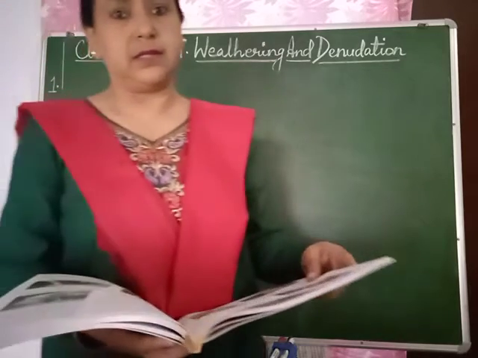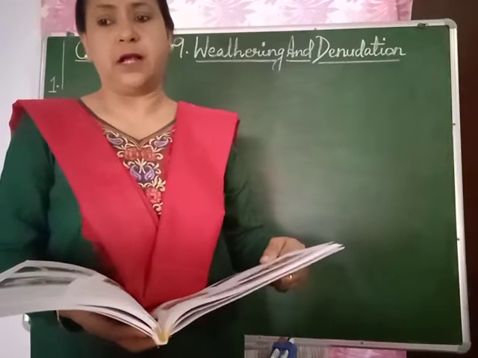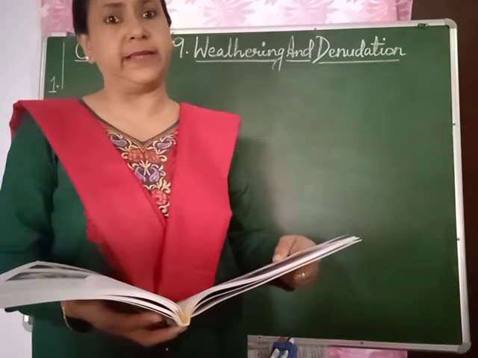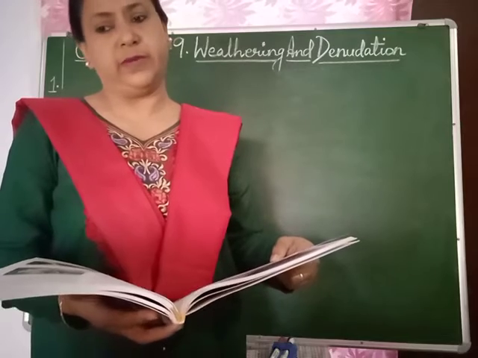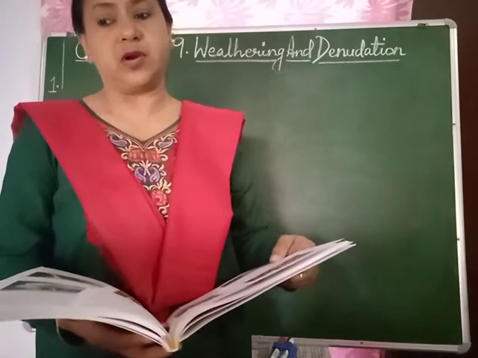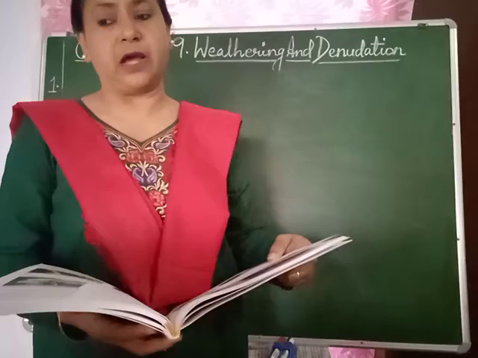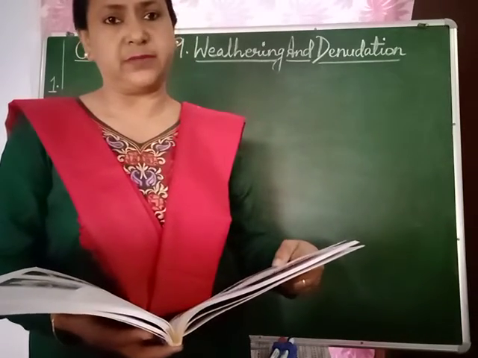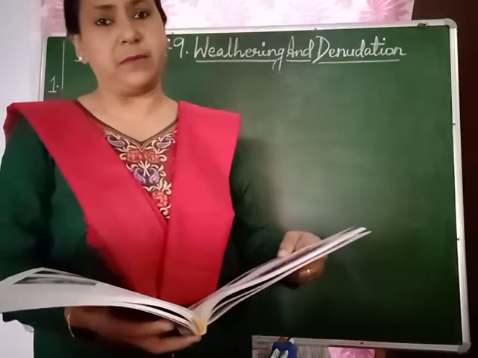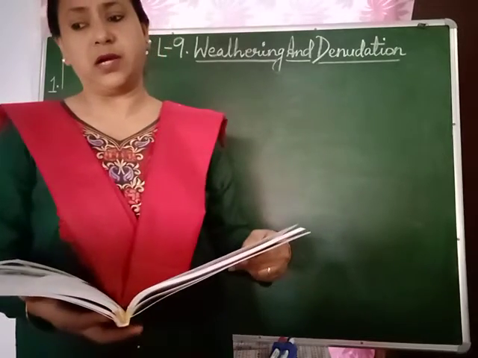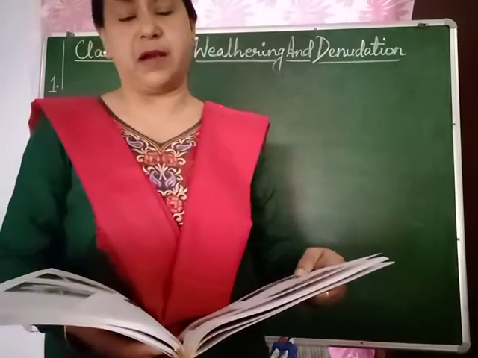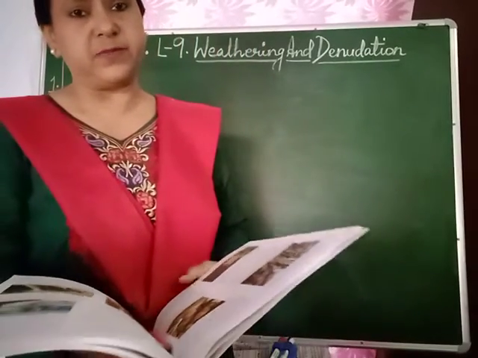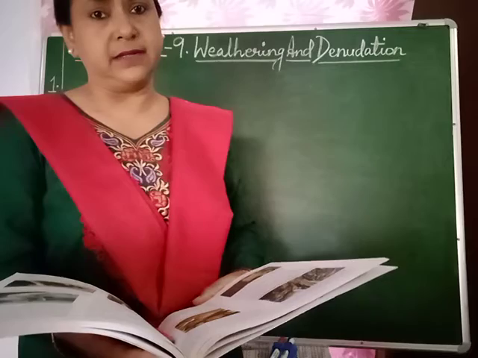Let's see what is the difference between physical or mechanical weathering and chemical weathering. Physical weathering disintegrates rock without chemical reaction. There should be a chemical reaction taking place. And what is chemical weathering? It is a change in chemical compounds within the rock. That is the difference between physical or mechanical weathering and chemical weathering.